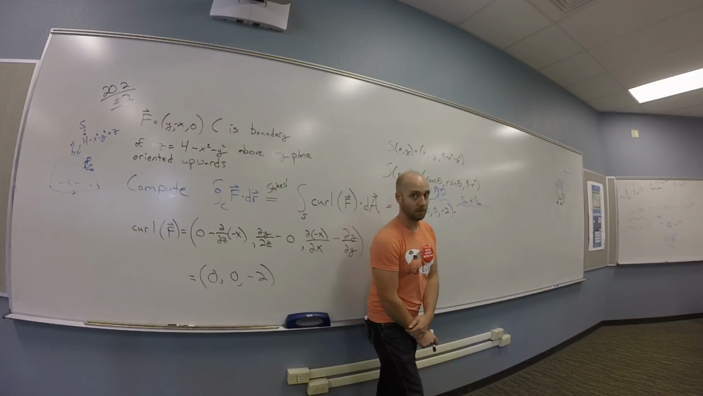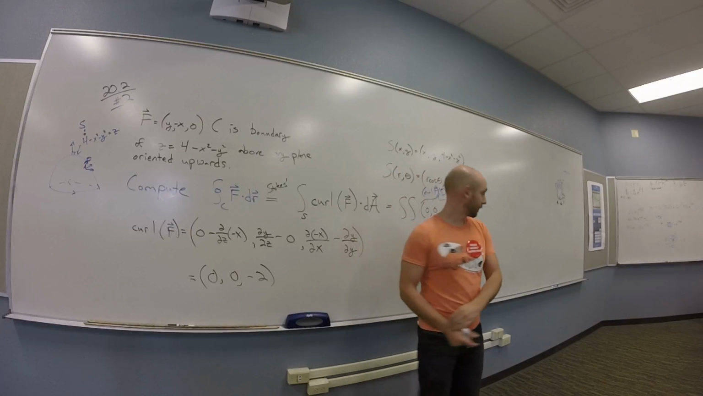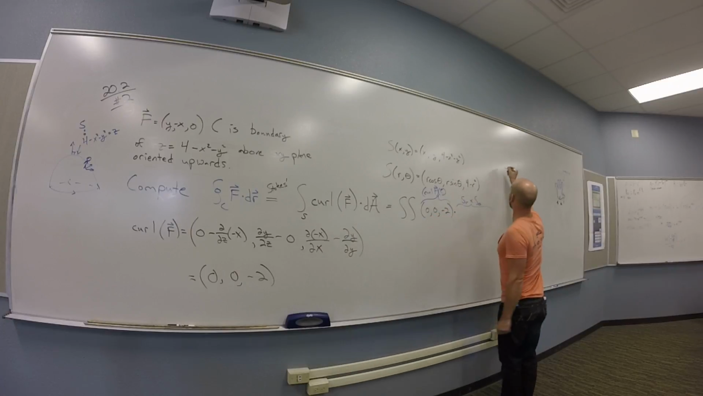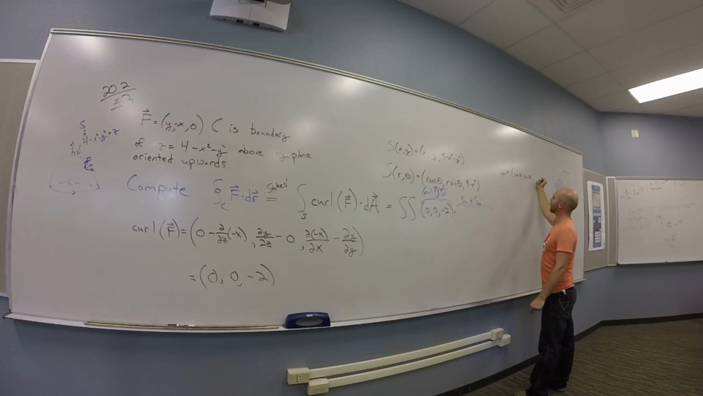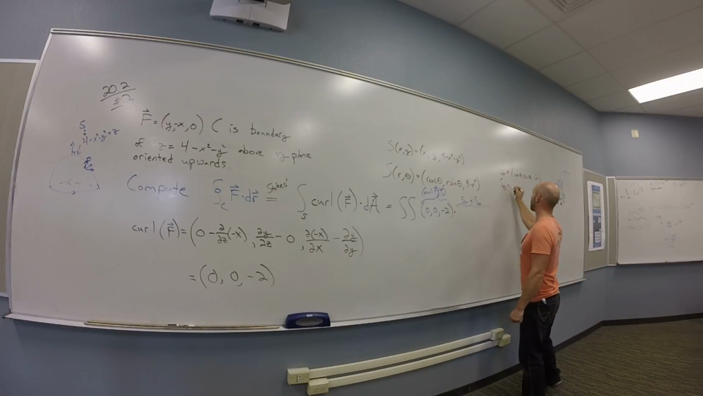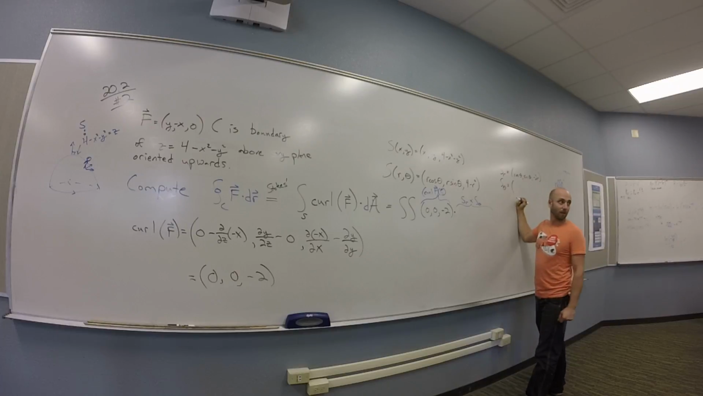First, we need to figure out what S_r and S_theta are. Okay, so S_r is cos theta, sine theta, comma, negative 2r. That's what I'm getting. Okay, how about S_theta? You got negative r sine theta?